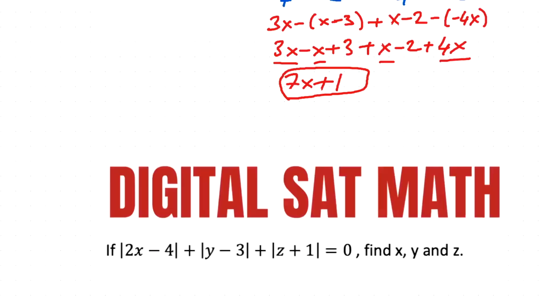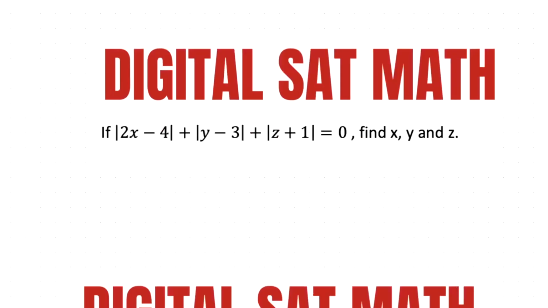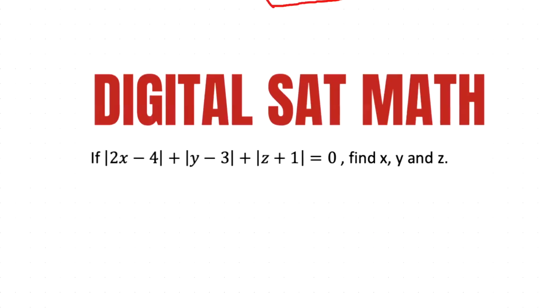So there you go. We have now this question. If the absolute value of 2x minus 4 plus the absolute value of y minus 3 plus the absolute value of z plus 1 is equal to 0, find x, y, and z. So technically, you're required to find the value of each variable.